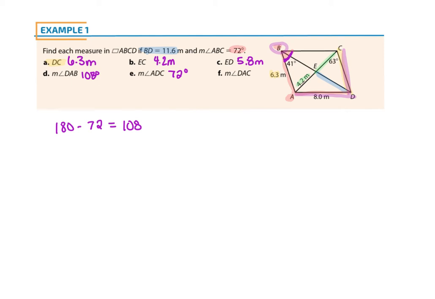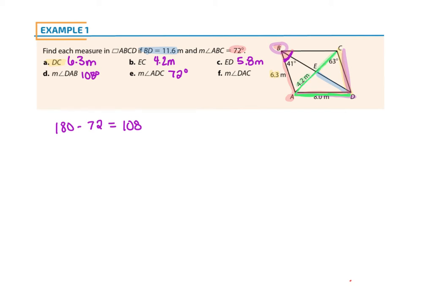All right, so let's look at the next one. DAC. All right, so for this one, this is a little bit different. They want this angle measure right here. They want DAC.